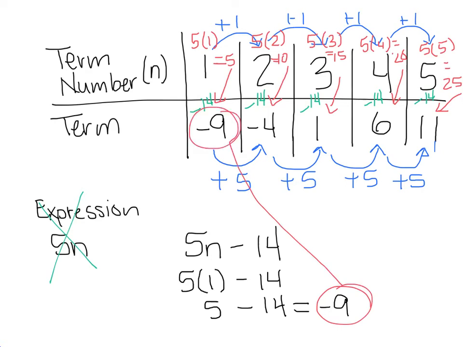So I know that my correct expression for this arithmetic sequence is 5n minus 14. And you should be able to find any term that I gave you for this arithmetic sequence.